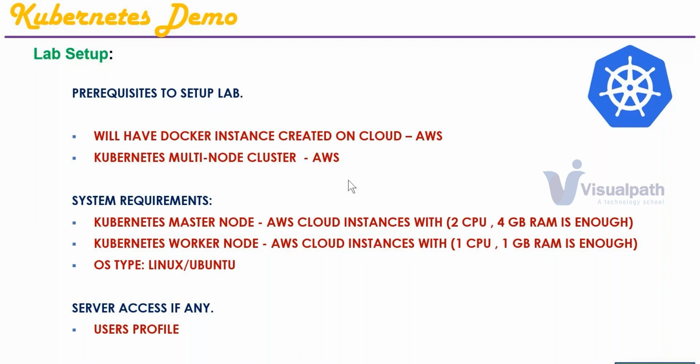Now, system requirements. My Kubernetes master node needs 2 CPU, 4 GB RAM, which is enough for this. And the rest all is 1 CPU, 1 GB RAM. Even for Docker and my other application master and worker nodes, 1 CPU, 1 GB RAM, which is absolutely free. Nobody will charge you. They will charge you only for the 2 CPU here, because the master node minimum requirement is 2 CPU. But it is very less.